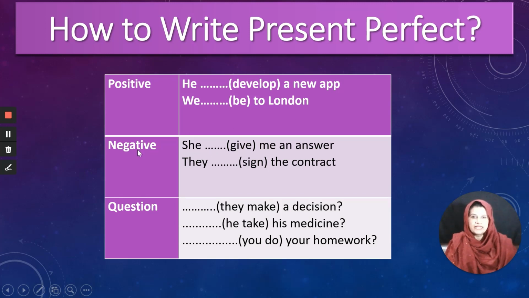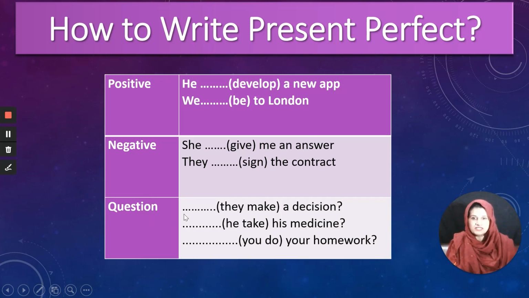Next, we'll make the negative sentences. She dash me an answer. She has given me an answer. Next, they dash the contract. They haven't signed the contract. And here also we will say she hasn't given me an answer if we want to make it negative.